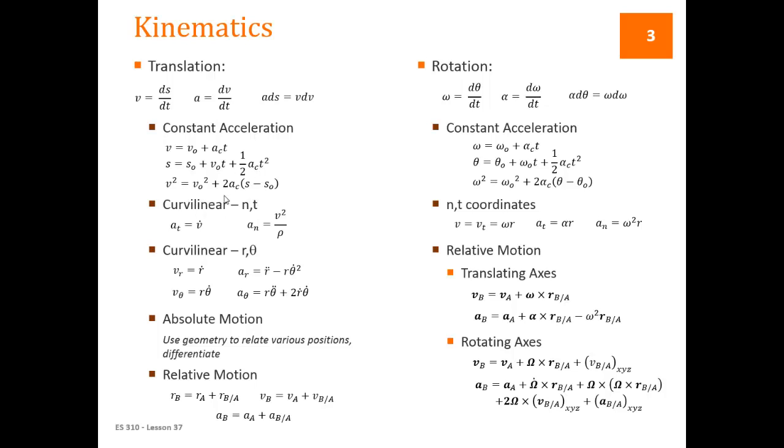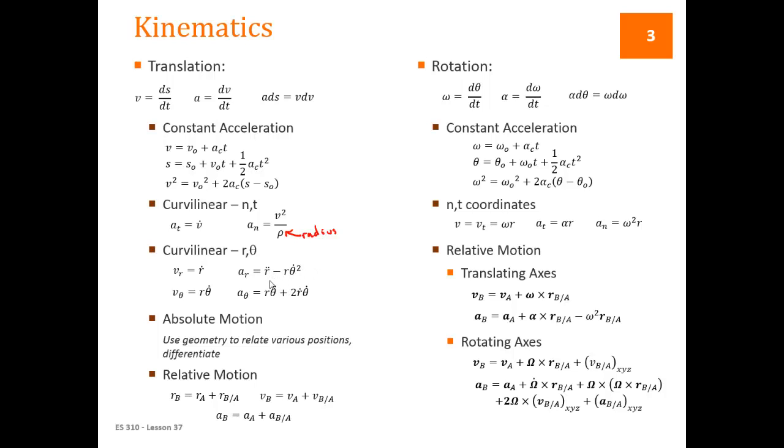In the curvilinear coordinate system, we had normal tangential coordinates. So the tangential acceleration was the time derivative of the velocity, and the normal acceleration was v squared over rho, where rho is the radius of curvature of the motion. We could also describe curvilinear motion in the r theta coordinate system. In that case, the velocity is the time derivative of the radius, and the v theta is equal to r theta dot. The acceleration is given as expressions in terms of r and theta as well.